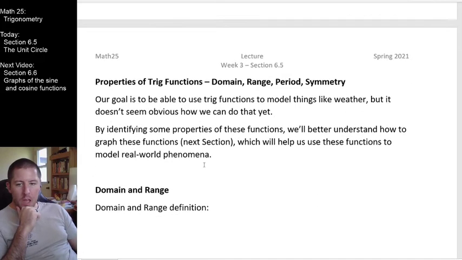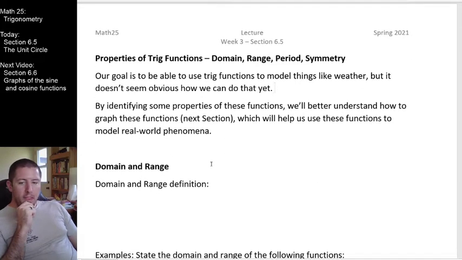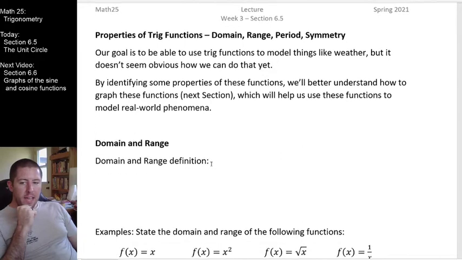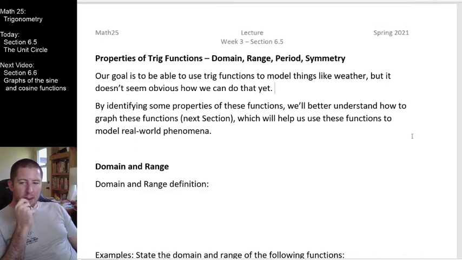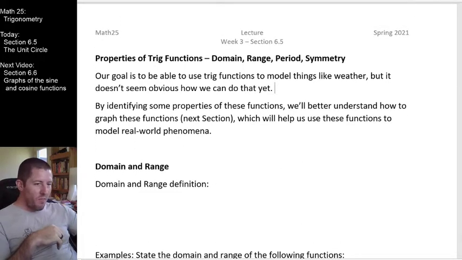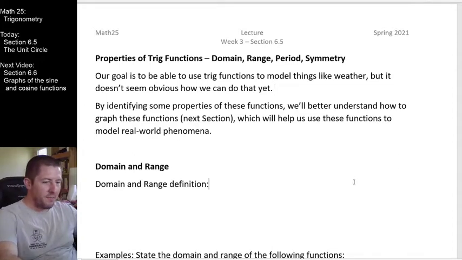So domain and range is a really important thing, and I know that probably about half the people taking this class already know the definition of domain and range, and half of them do not. And so let's state it right here.